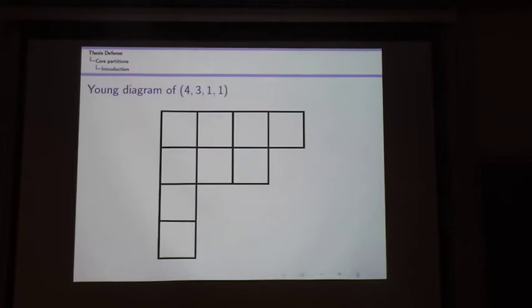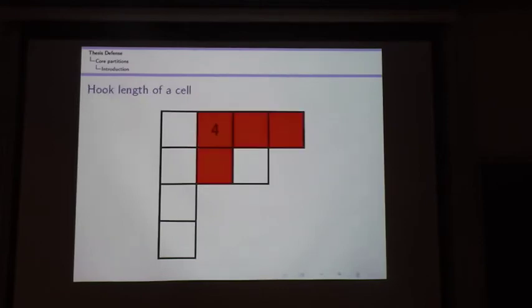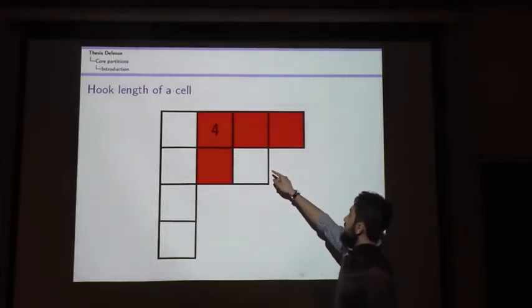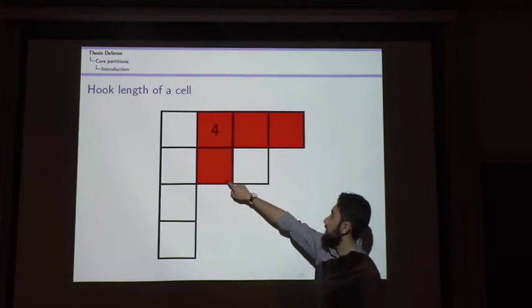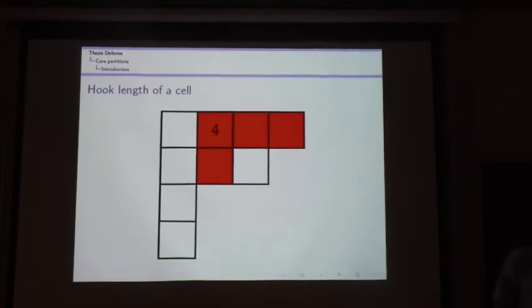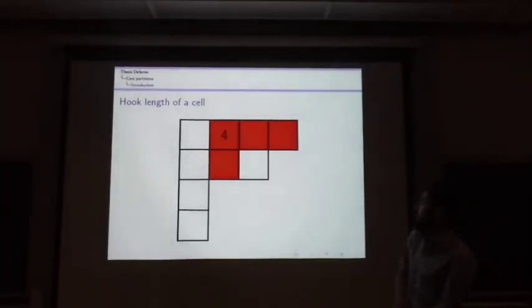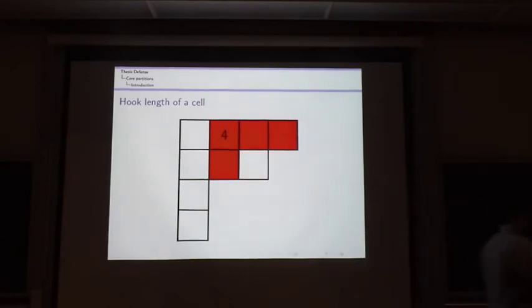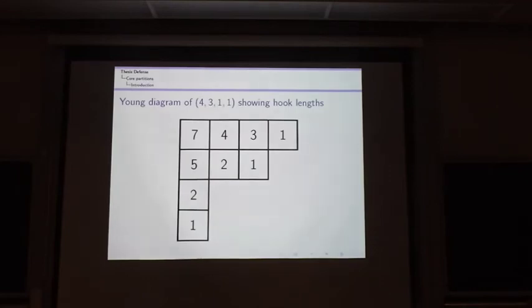And now, given your Young diagram, you can define hook lengths. So if you pick a box in your Young diagram, like this box right over here, the hook is just the boxes to the right, plus the boxes below, plus the box itself. So each cell is going to have its hook. And the hook length is just the number of boxes in the hook. So that cell will have hook length 4. Okay, so let me just fill in the rest of the hook lengths. So there's the hook lengths.